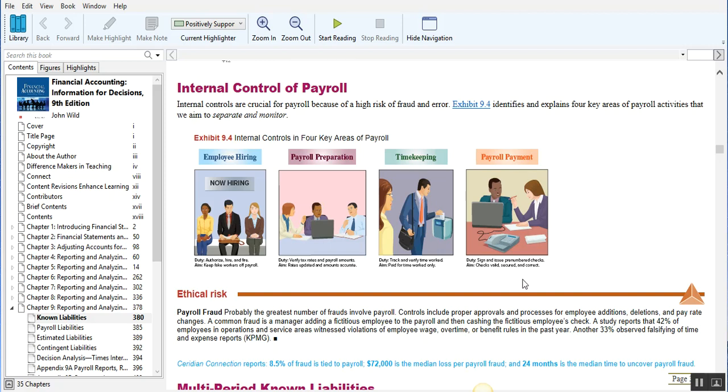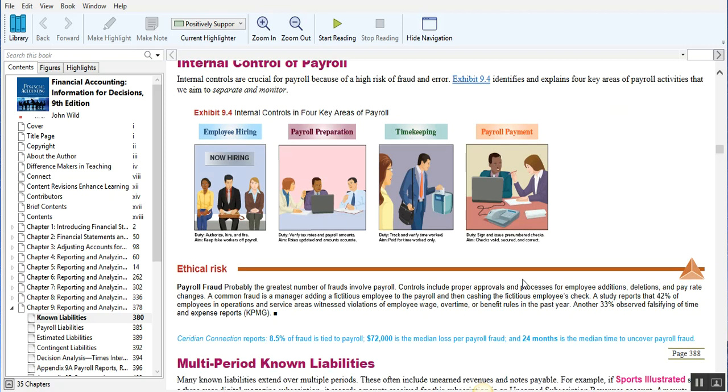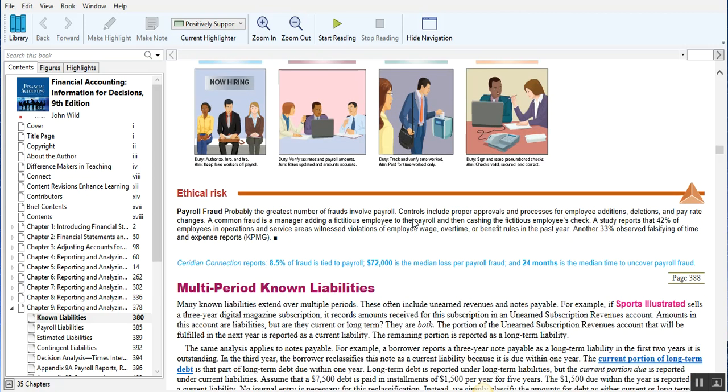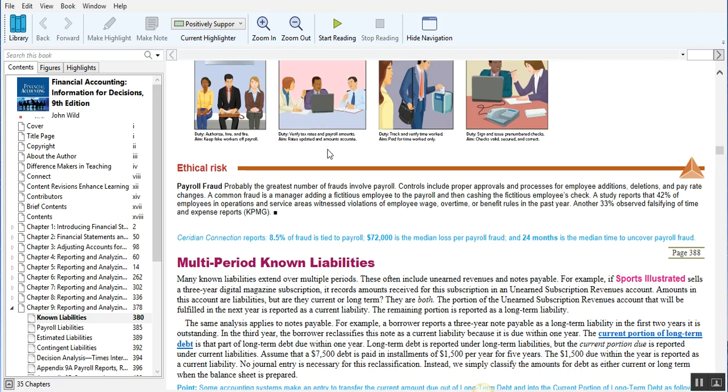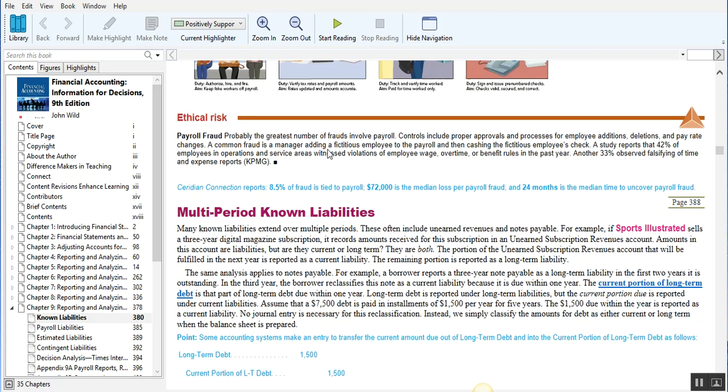We don't really write checks anymore. We do direct deposit, but there are a lot of safeguards you can put in place to make sure that direct deposit is going where it needs to be, and that the time the employees are working is actually captured and recorded. Usually it's not through a time clock like this. It may be through an ID badge or even a handprint scan. But then the payroll preparation is carefully evaluated and approved.